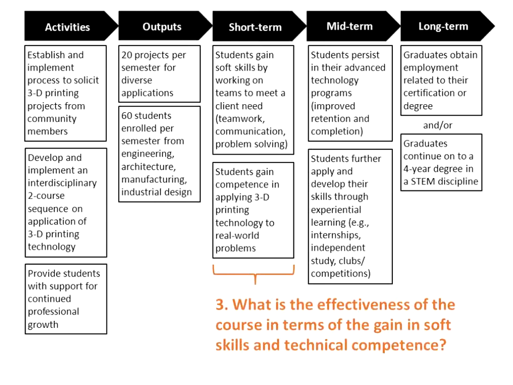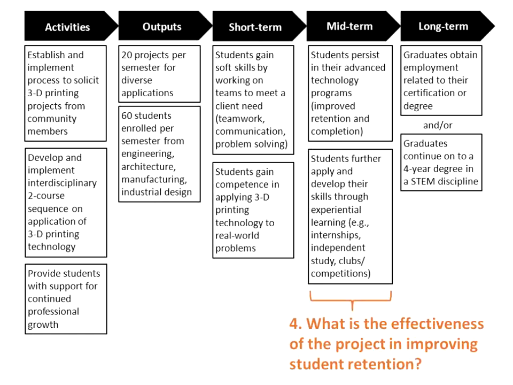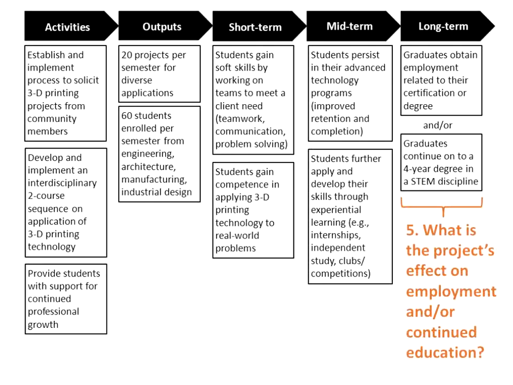At the next level, we're really talking about student learning, which is really important in ATE. Here we could ask, what is the effectiveness of the course in terms of the gain in soft skills and technical competence? For midterm outcomes, we want to know how this project is affecting what students do. So we could ask, what is the effectiveness of the course in improving student retention? Are they staying in their programs? And finally, if the project is of sufficient duration and the evaluation is sufficiently resourced, we could look at the project's effect on employment and/or education outcomes. So now we have a good solid set of five questions that cut across all the levels of the project, and we can plan data collection accordingly. And when we get to the interpretation stage, we know exactly what we're trying to find out.